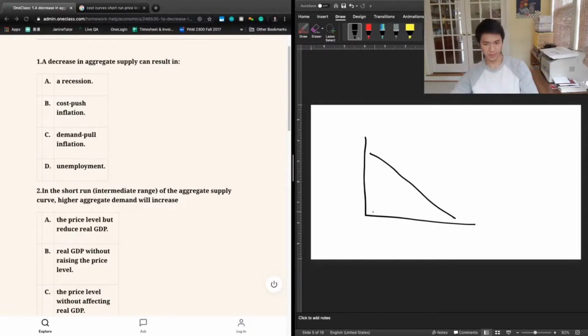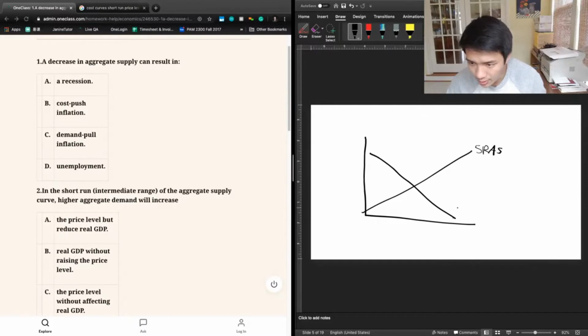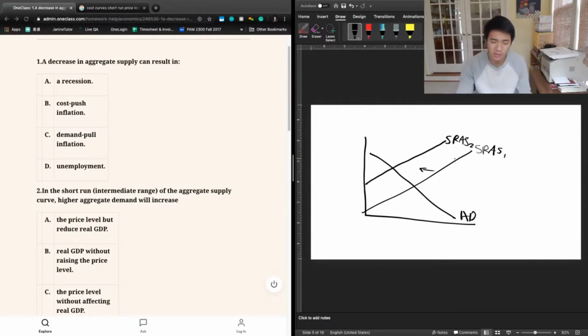Very similar to a regular supply and demand curve graph. We have short run aggregate supply, and we have aggregate demand, and we're saying a decrease in aggregate supply. So that's going to be a leftward shift. Short run aggregate supply, we say this is 1, this is 2. And so this is what we're talking about here.